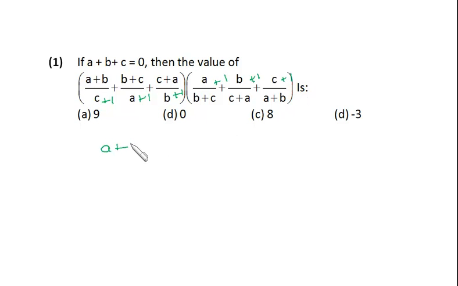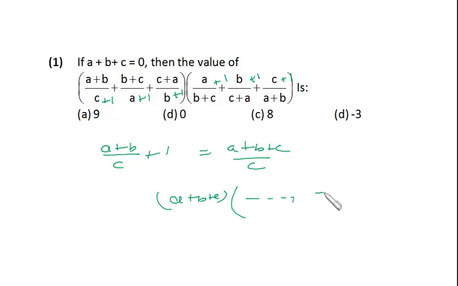I put the one over here, so that it will be a plus b plus c by c. Similarly, here it will be b plus c plus a by a, and c plus a plus b by b. So precisely what I'll be getting is a plus b plus c, which can be taken as common, and inside the bracket there will be the remaining terms, and minus 3. Since we have added 3 once, I need to deduct 3.